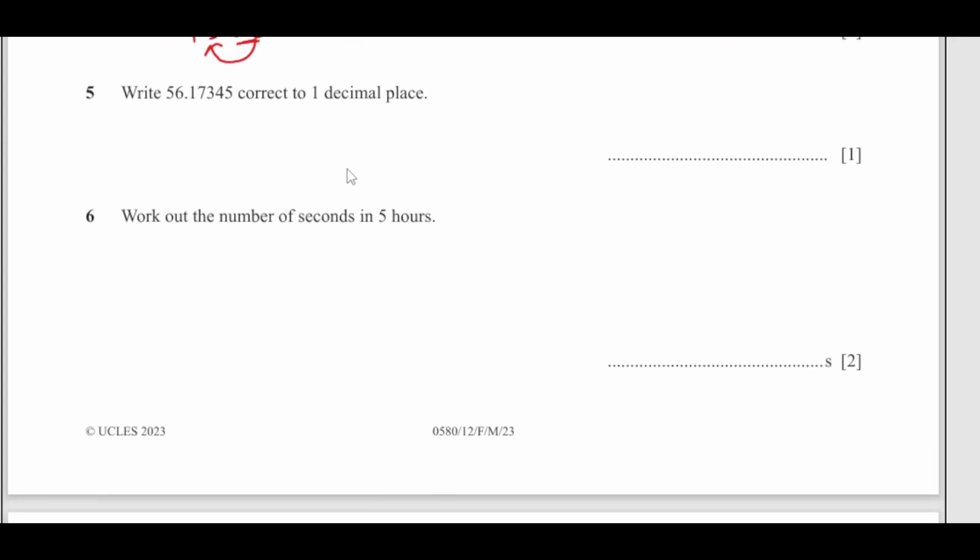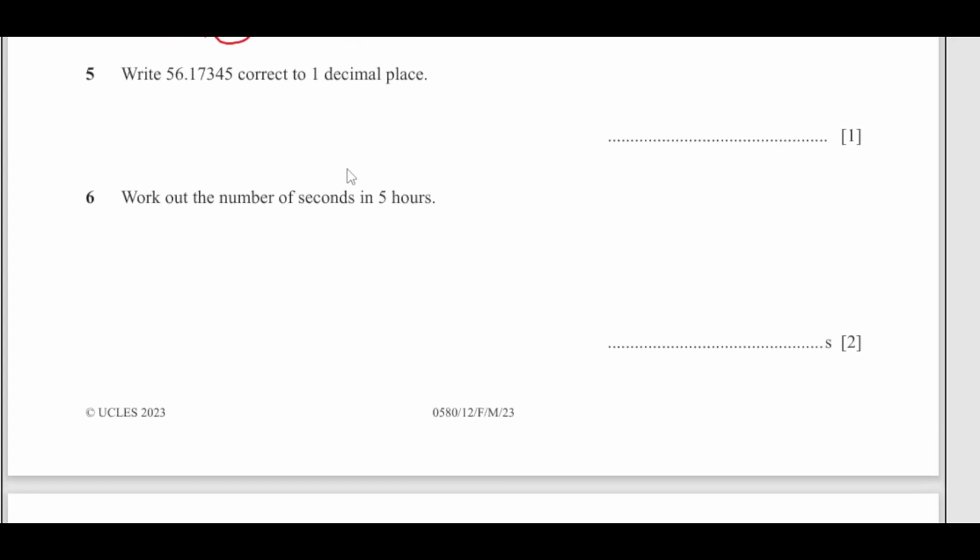Now the next one, write 56.17345 correct to 1 decimal place. So 56.17345, 1 decimal place is here. So we are going to see this number. This number is above 5, so we are going to add 1 over here, which is 56.2. So 56.2 is the final answer, right?